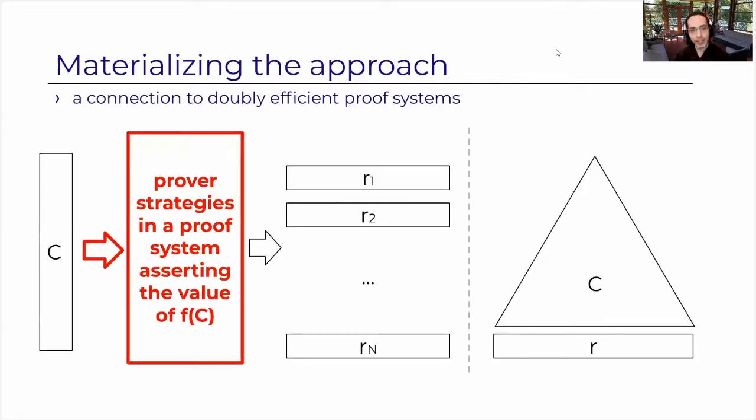Now, materializing this approach, making the high-level idea work, requires, of course, new technical ideas. And the main technical idea is a connection to doubly efficient proof systems. So the role of F of C here, the thing that we are going to use to generate pseudo-random sets, is prover strategies in a doubly efficient proof system that asserts the value of F of C.